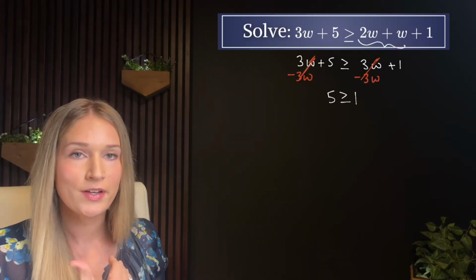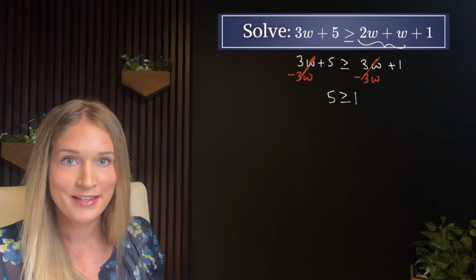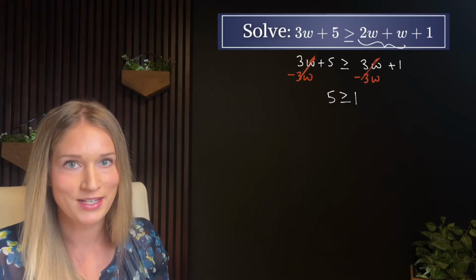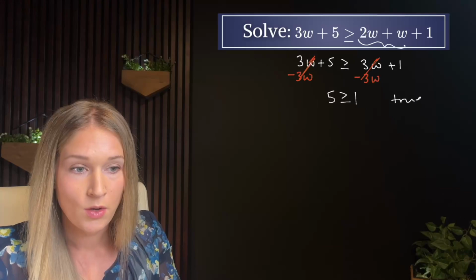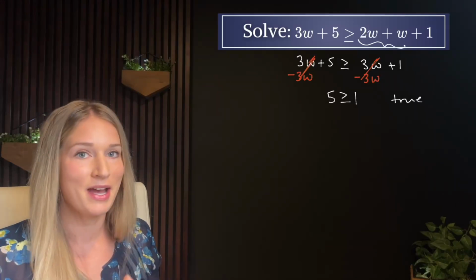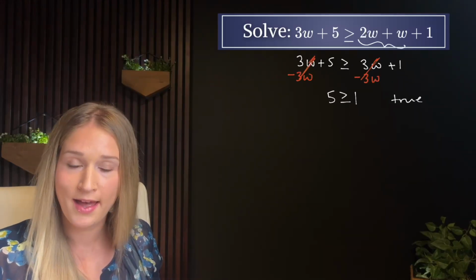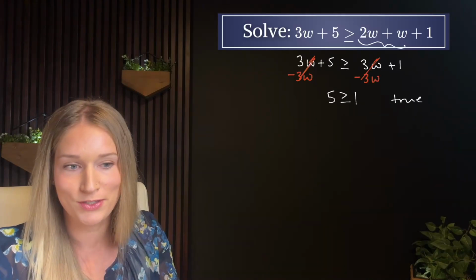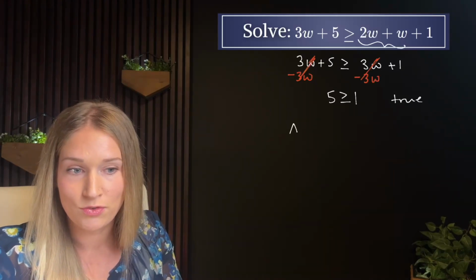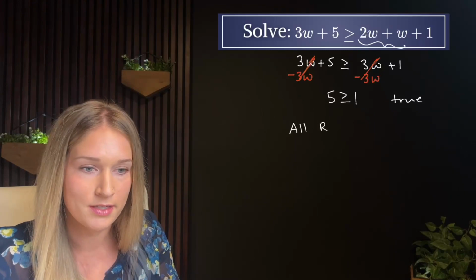Now there's no more variables, so the question is, is this a true statement or a false statement? Since 5 is greater than 1, that is true. What that tells me is that it doesn't matter what w value you have, this is going to be true for every value of w. So we say that this is true for all real numbers.